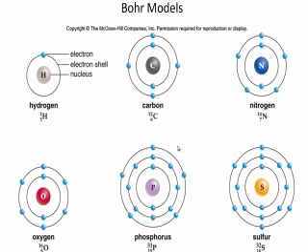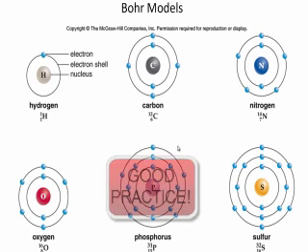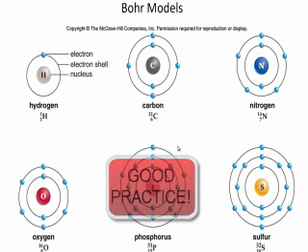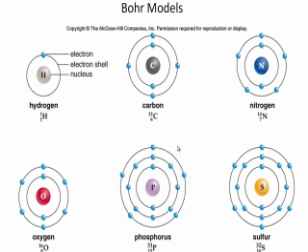These are some Bohr models. This gives us an opportunity to practice a little bit of what we have learned up to this point. The first one that we see here is hydrogen. Hydrogen is atomic number 1. So it has 1 proton. It also has 1 electron. That electron is going to be in the first electron shell.